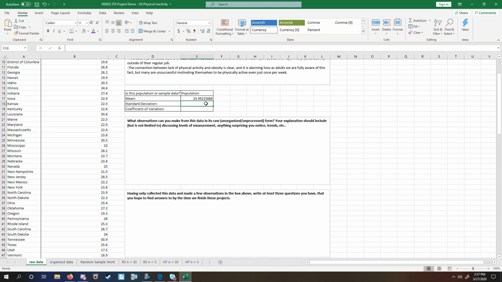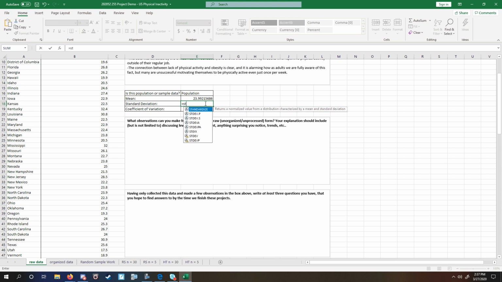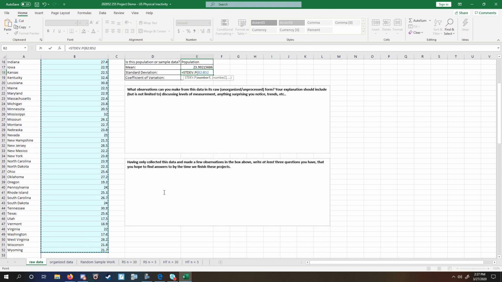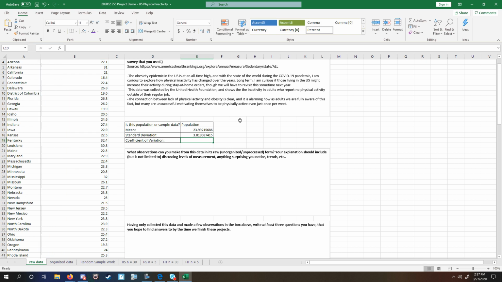For standard deviation, the reason you were asked before if it was population or sample, that's because when you start typing standard deviation, you have quite a few options. You can click around to see what each of them means. If it's population, we're using the one with the P at the end. And same thing, you're going to highlight your data and hit enter.